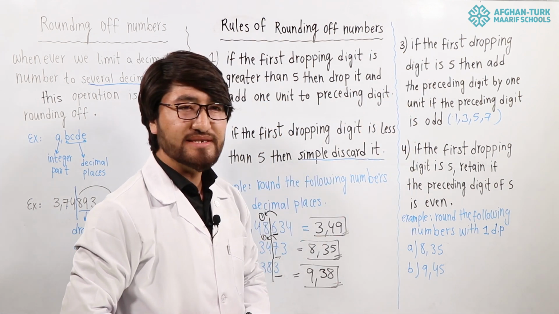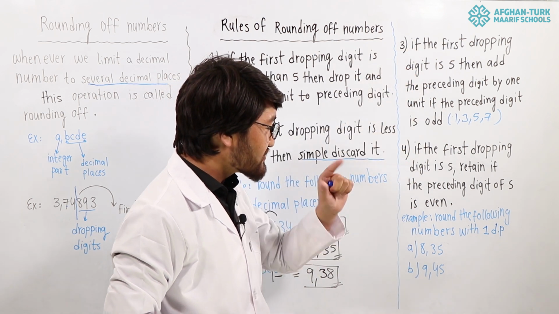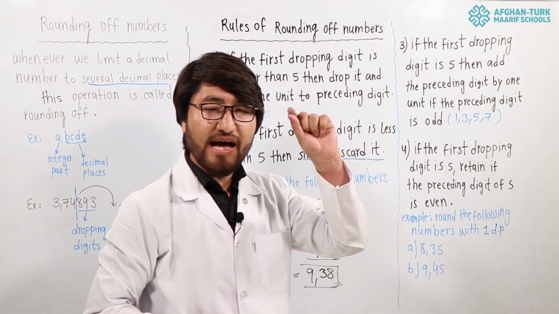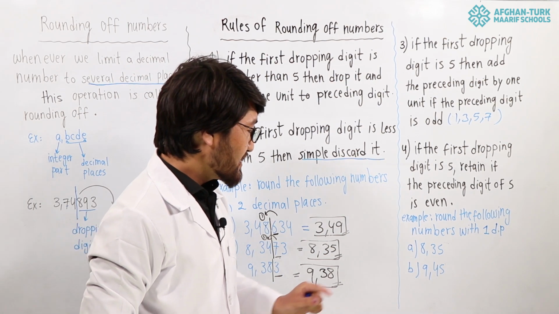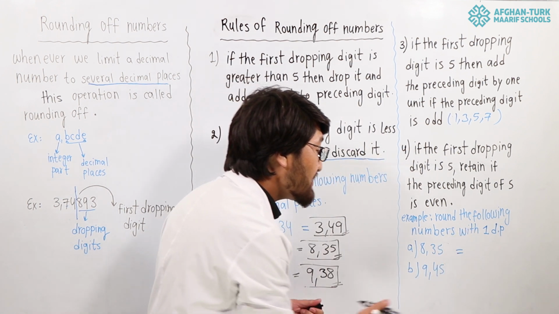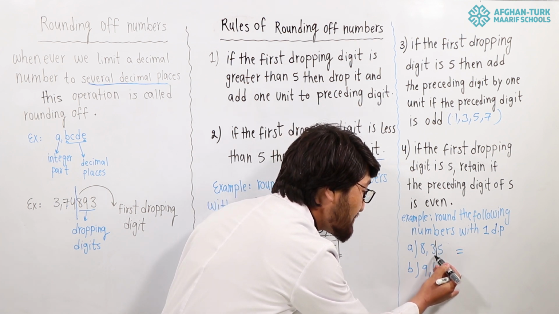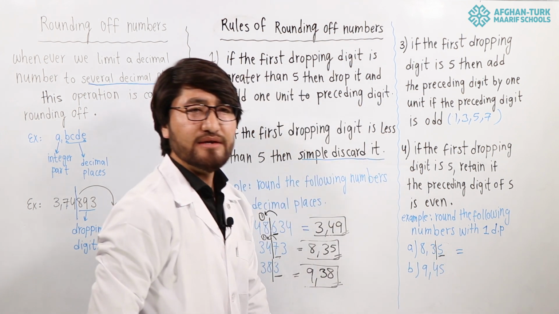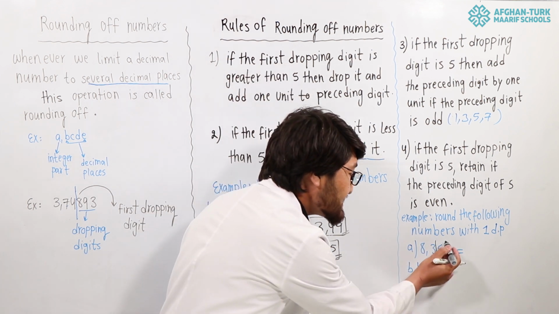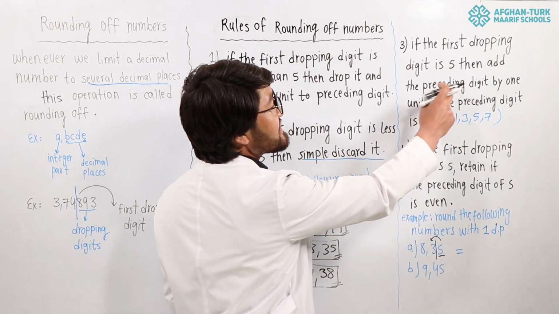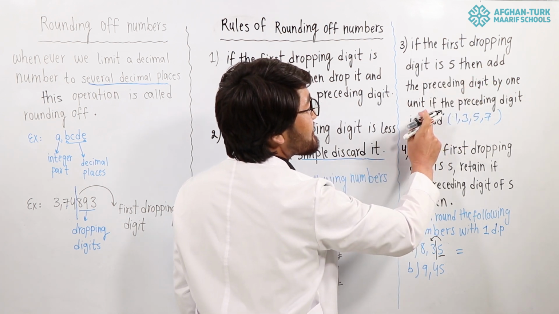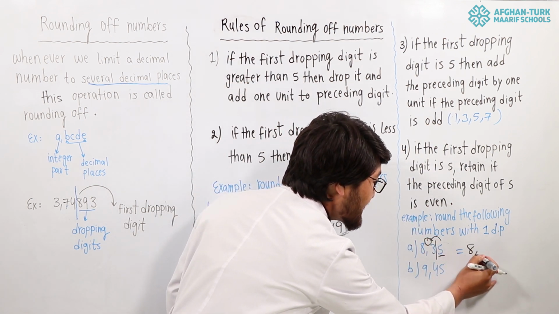Okay, let's do some examples about rule number 3 and rule number 4. You can understand better. Round the following numbers to 1 decimal place. Here we have 2 examples. 8.35. The question says remain 1 decimal. Here we have 2 decimal places. Now we remain 1 decimal place. We remove this one. You see that the dropping digit is 5. We look at the preceding digit. The preceding digit is odd. If the preceding digit is odd, it means we add 1 unit. Okay, we add 1 unit. The answer is 8.4.